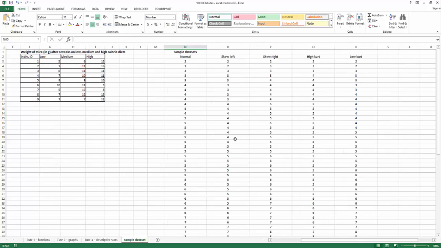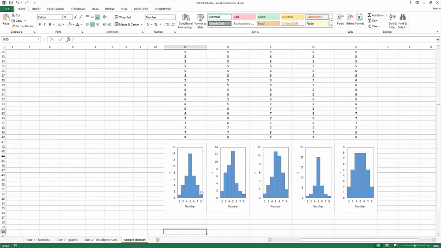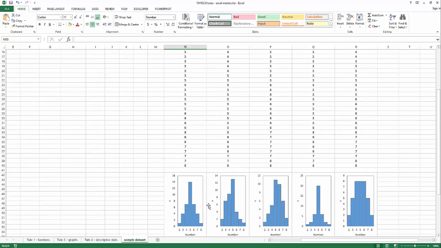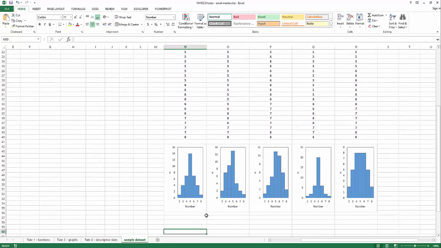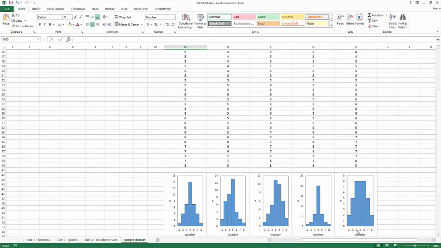Okay, what I've done is I've created a few sample data sets. I've created 5 sample data sets here, numbers between 2 and 8, and I've plotted figures that graphically represent the distribution. These are called frequency distributions. And so this is my data set here, and I've got 4 other data sets. You can see they're slightly different.